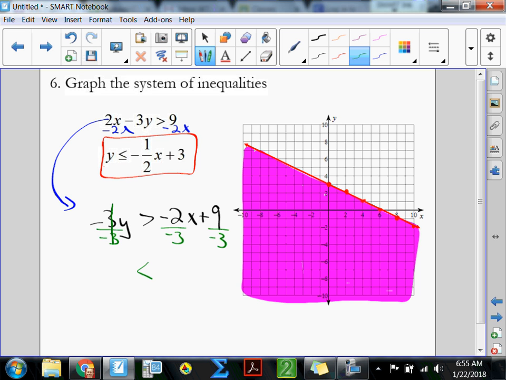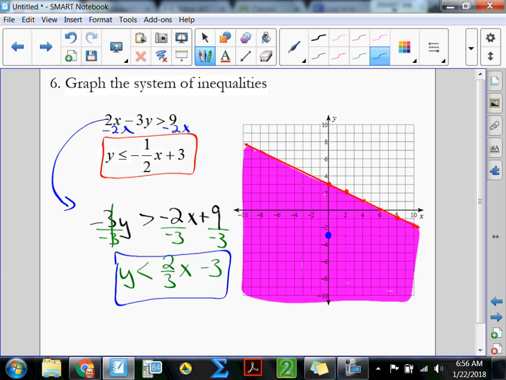Negative 3 divided by negative 3 is 1. 1y, it's the same thing as y. Negative 2 divided by negative 3 gives me a positive 2/3 fraction. That's our slope, so we'll leave it as a fraction. And 9 divided by negative 3 is negative 3. So I'm going to graph that one in blue. Y less than 2/3 x minus 3.